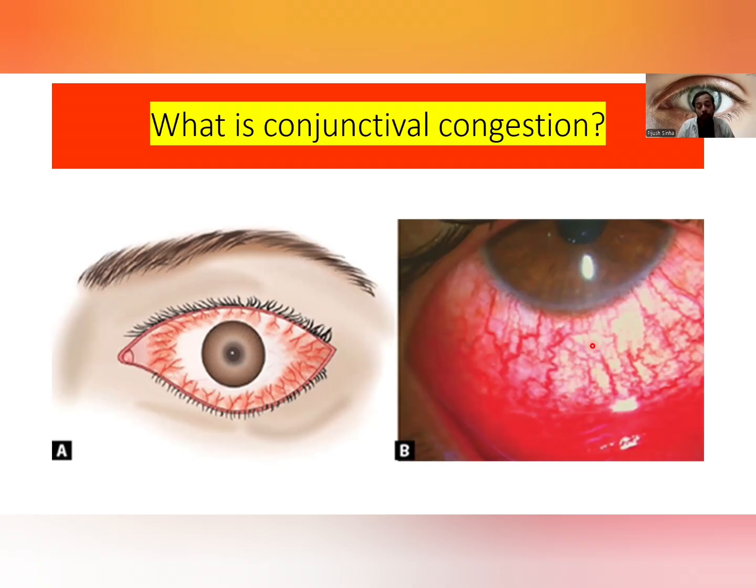Okay. If I tell you about the features of conjunctival congestion, first, the redness is usually diffuse and spreads over the entire conjunctiva. It's more intense near the fornix and less around the limbus area. That is the typical sign of conjunctival congestion. Another is that the blood vessels look bright red and are superficial.